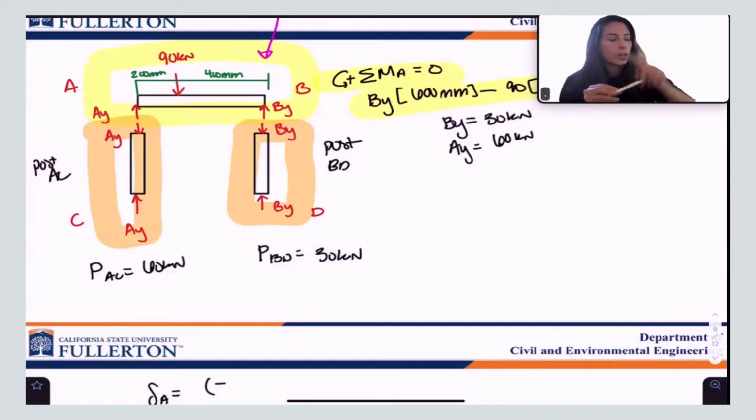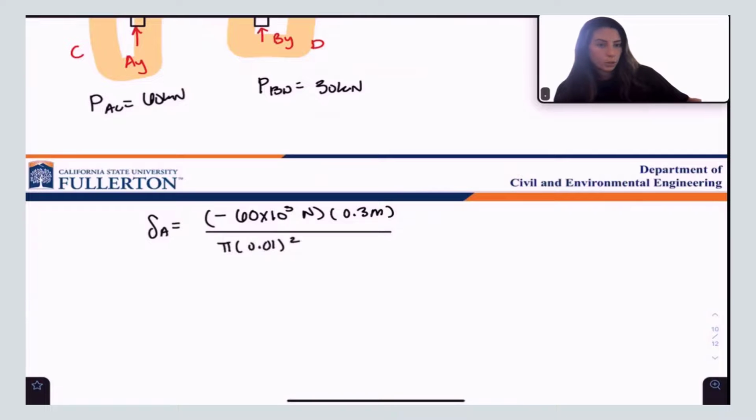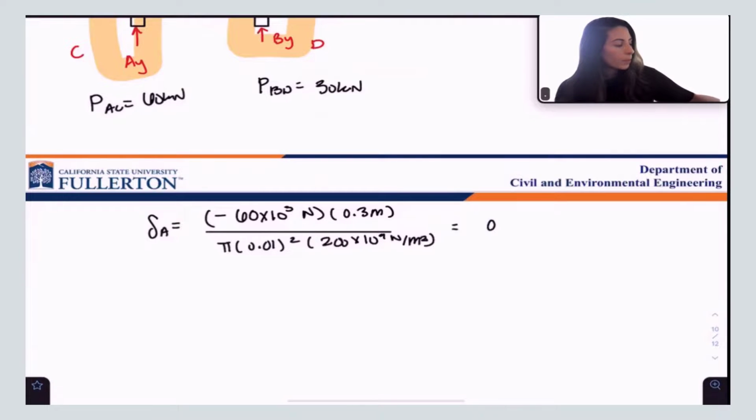If it's getting shorter, I need to put a negative here. Negative 60 times 10 to the 3 newtons. I'm going to put this in newtons. What's the length of the member? 0.3 meters. Divided by what's the area? Well, I have the diameter, so pi times half the diameter, which is the radius, squared. Gigapascals, I'm going to change to pascals. Pascals are newtons per meter squared. And I'm left with 0.286 millimeters. This is negative, or I can just show you that it's going down.